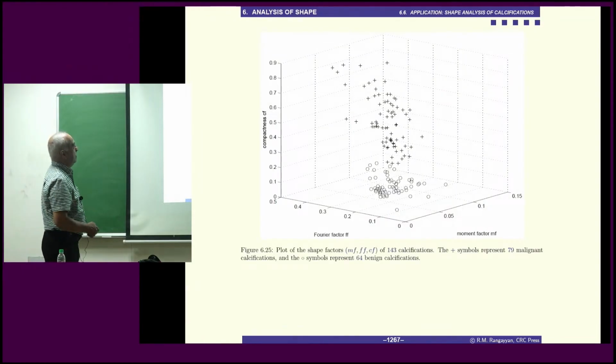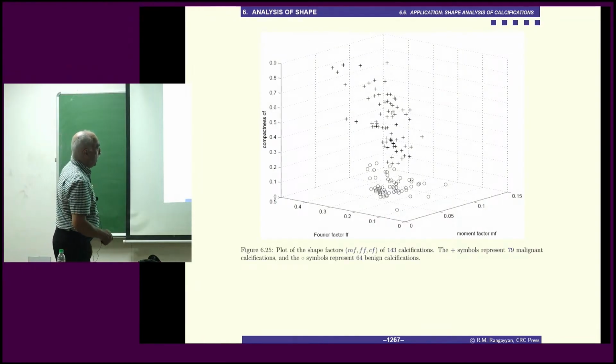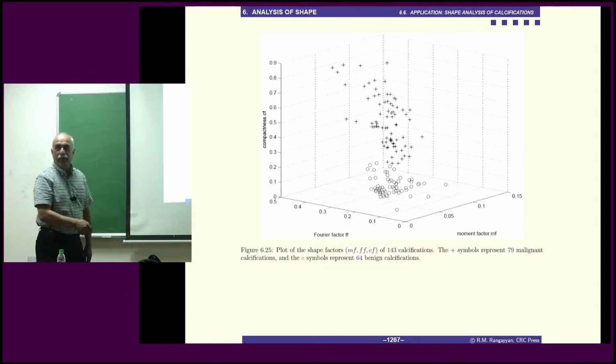So here we have 143 calcifications, 79 malignant and 64 benign. The benigns are these circles, the malignants are these plus marks. Compactness, normalized CF. This is the Fourier factor, increasing that way. This is the moment factor. So there is good separation here. Compactness itself is doing very well, surprisingly.